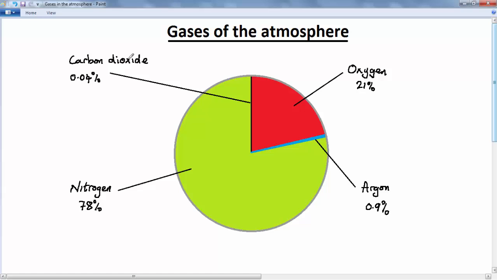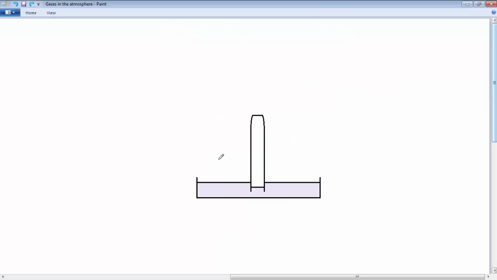Now, before we go on to discuss the properties of these four gases, or the uses of these four gases, I just want to go over a standard experiment which helps us to determine the percentage of oxygen in the air. So you might well be asked about this procedure in an exam. So how are we going to determine the percentage of oxygen?